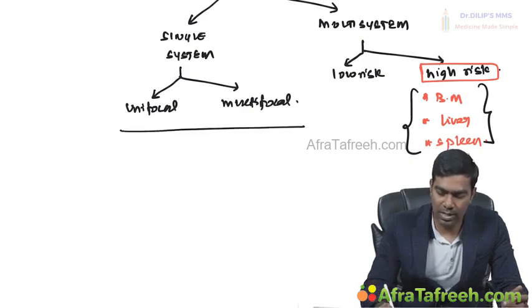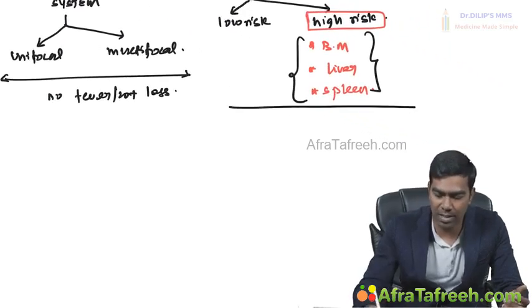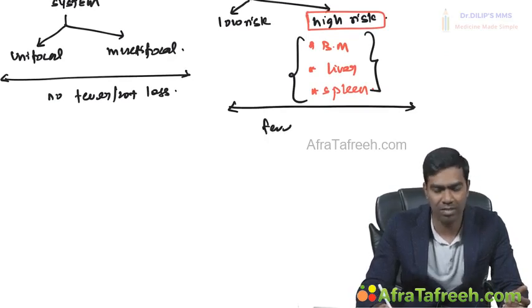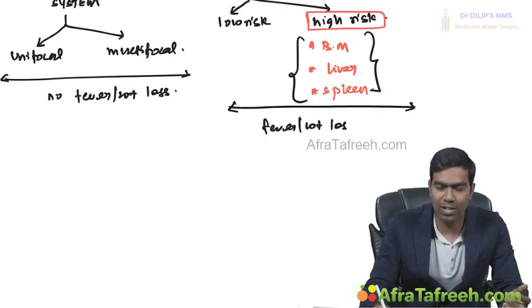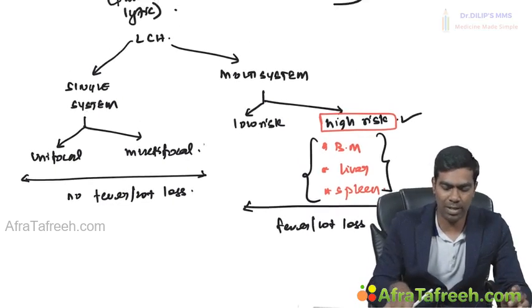And one more important thing is, in single system LCH, usually the patient will not have symptoms like fever and weight loss. These are typically B symptoms, but they don't have fever and weight loss. Whereas in multi-system involvement, the patient is going to have fever and weight loss. These constitutional symptoms or B symptoms are very common in multi-system LCH compared to single system LCH. So this is very, very important to understand. In general, the multiple system itself is going to have a little poorer prognosis. At the same time, high risk involvement has a poorer prognosis compared to low risk multi-system involvement.